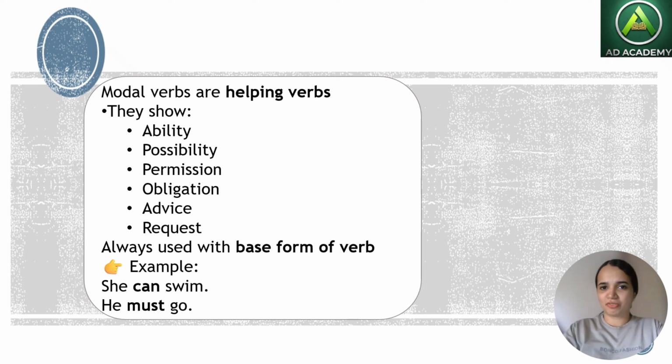What is base form of the verb? I have given two examples here, and I have used two modal verbs here, like can and must. She can swim. He must go. Can I use "he must went"? No, I can't use the V2. I can only use the V1, the base form of the verb with the modal verbs. And we cannot change the form of the modal verbs as well. You can use it exactly like that.